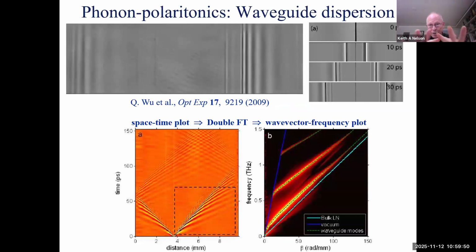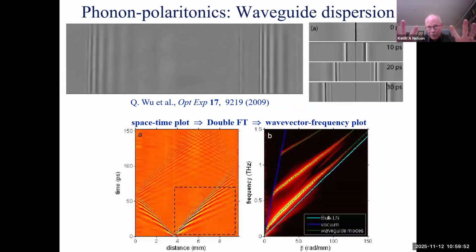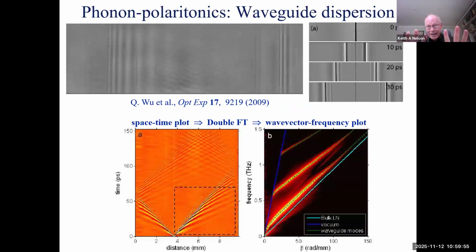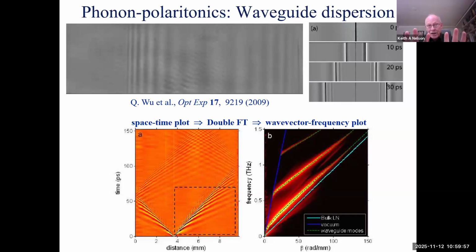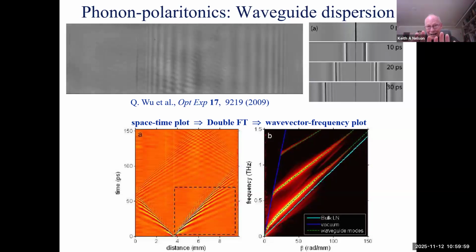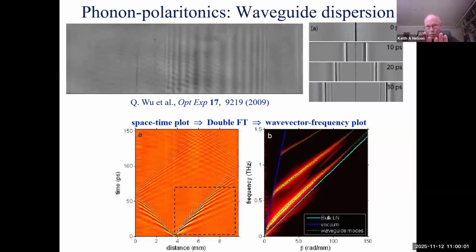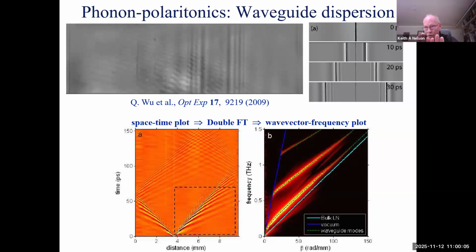And so what you're going to see when these things reflect back and interact with each other, they'll interfere with each other. And you can see the interference fringe spacing getting shorter and shorter as time goes on, because the shorter wavelength components traveled slower than the faster ones. It took them longer to find each other and overlap with each other. So there's dispersion that we measure that way. And there's also more than one waveguide mode.